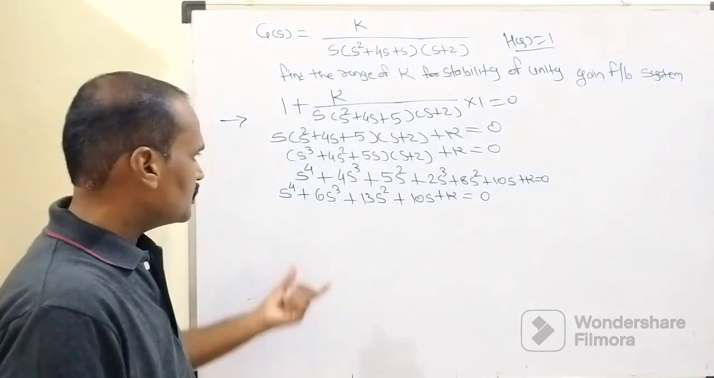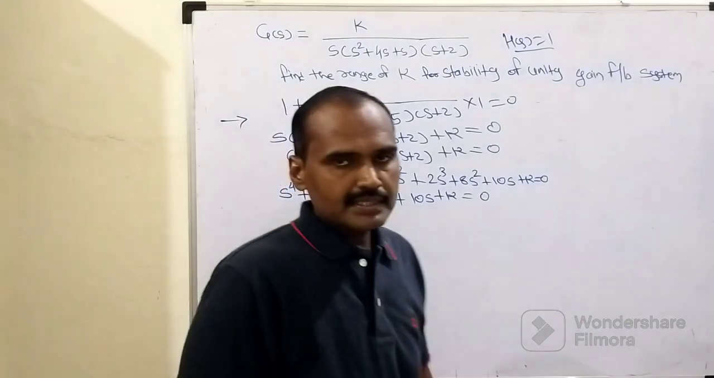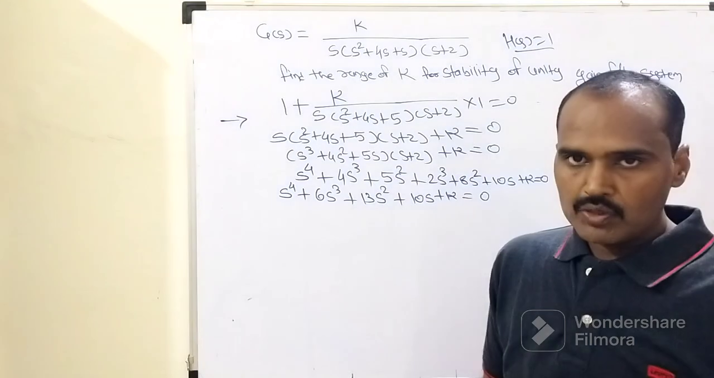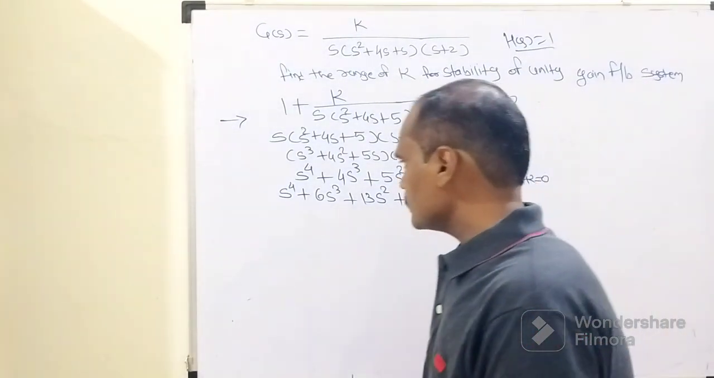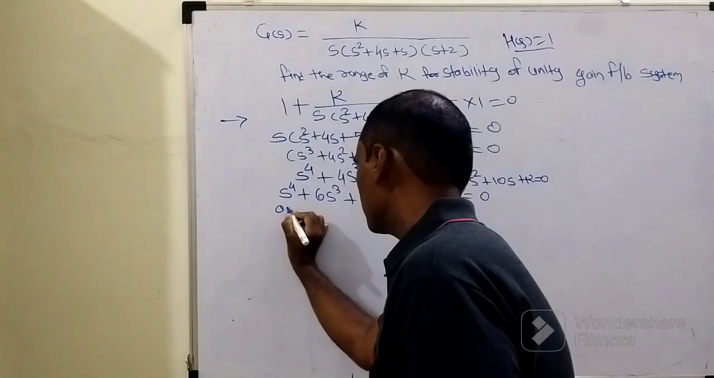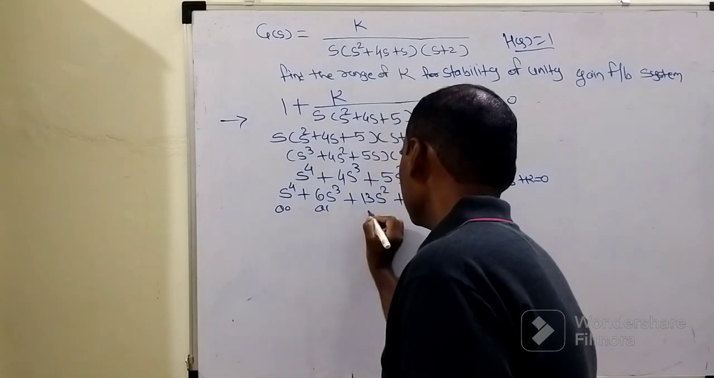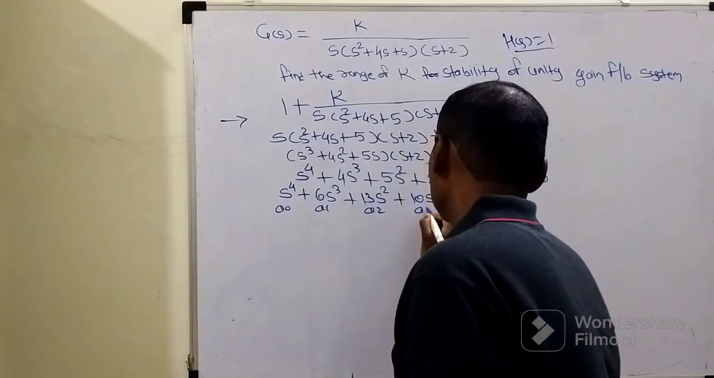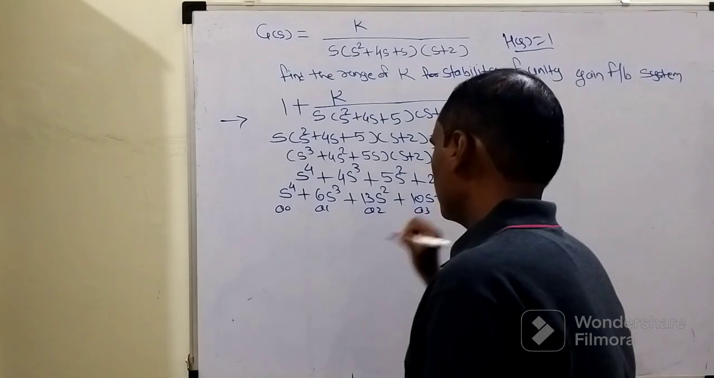Then after that, what we need to do? We need to map this characteristics equation in terms of different coefficients. So the coefficients are nothing but this will be A0, this will be A1, A2, A3 and A4.